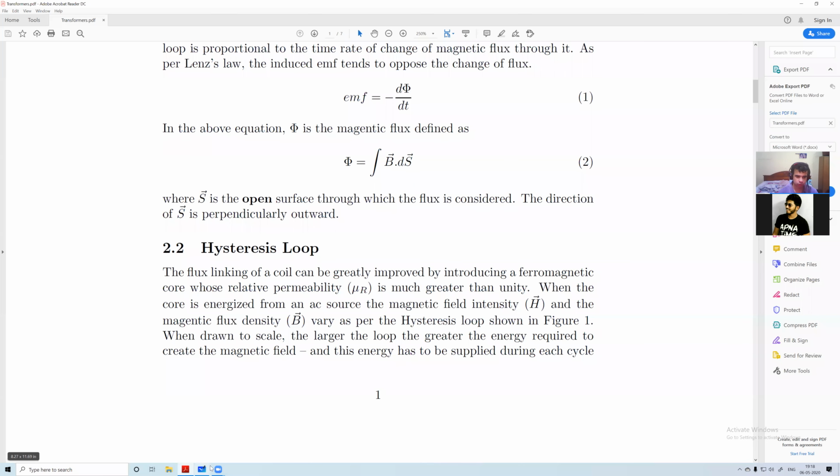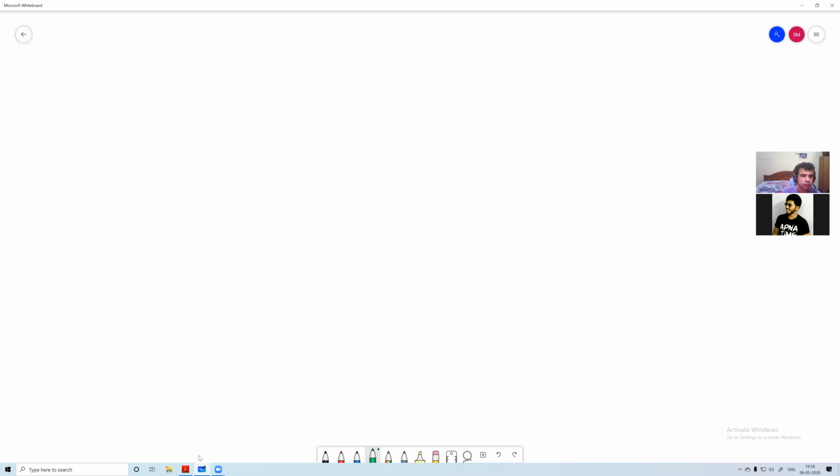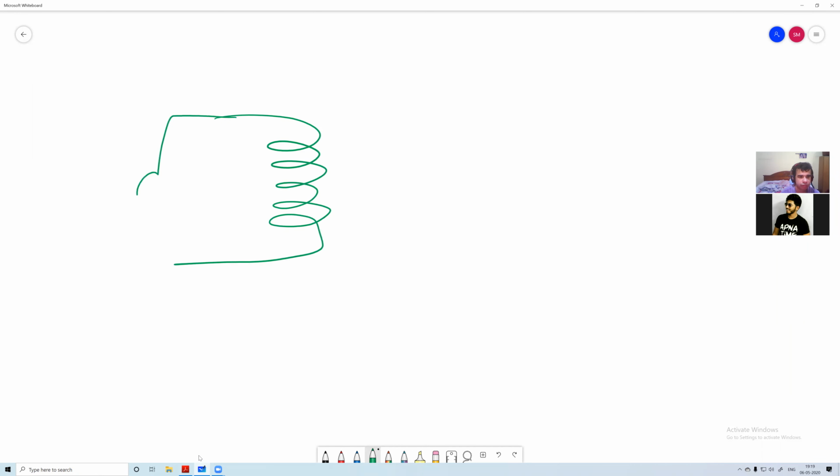Suppose we have a coil, and we pass some current, maybe AC, maybe DC, doesn't matter. If we pass some current, there would be a flow of current, right? And this flow of current will induce a magnetic field, correct? So it will be like this. It will generate some magnetic flux, BdS, right?